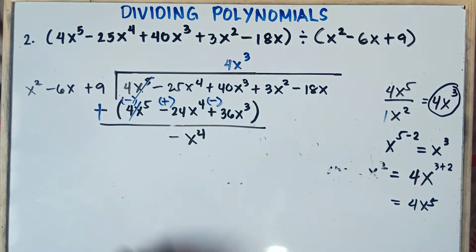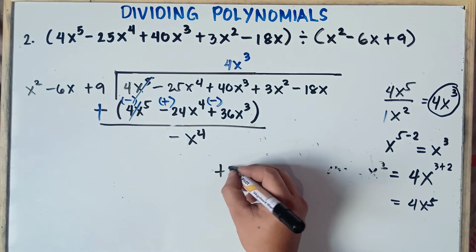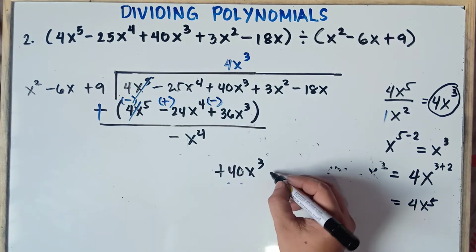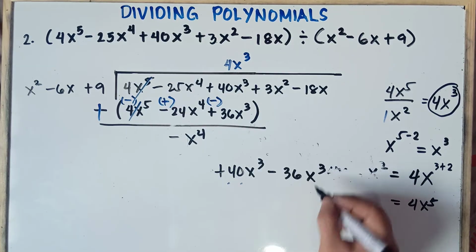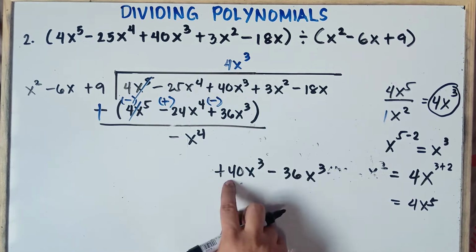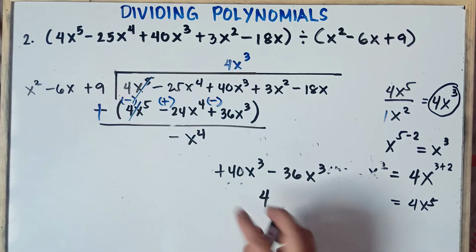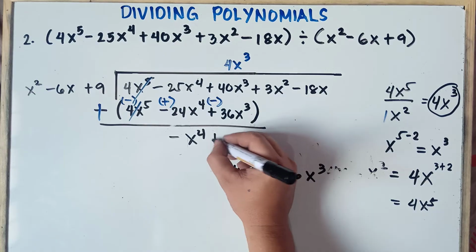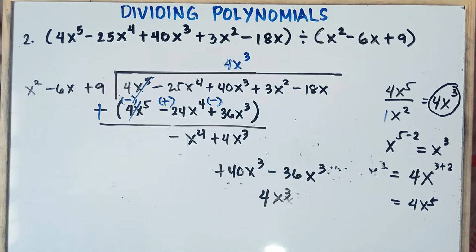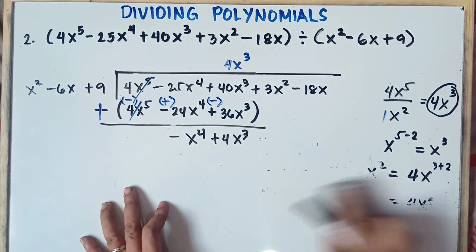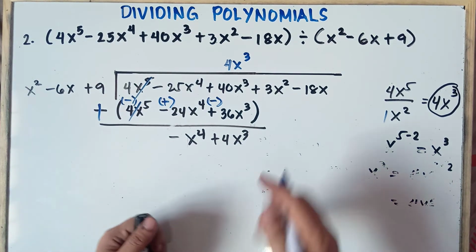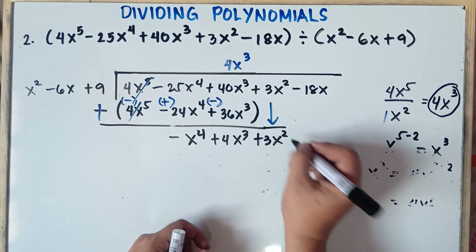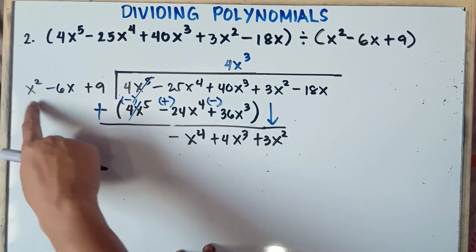We can erase 1. And this one, class, positive 40x cubed combined, this is positive a while ago, it becomes negative, minus 36x cubed. So unlike signs, subtract: 40 minus 36 is 4. And then copy positive, so there will be positive 4, then x cubed. So plus 4x cubed. Alright, and then bring down this one, class. So bring down 3x squared. So plus 3x squared. Alright, and then divide this one, class.